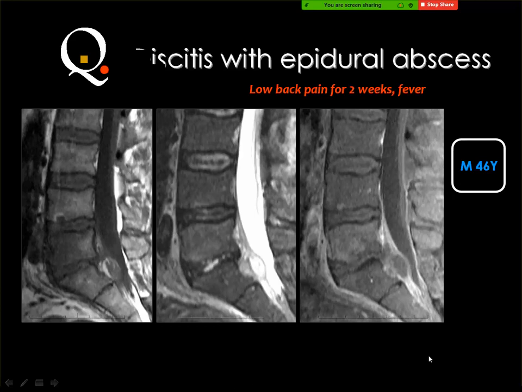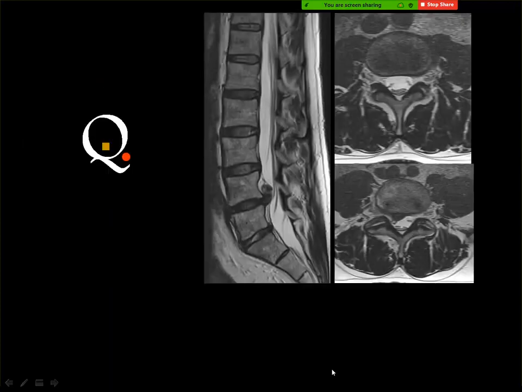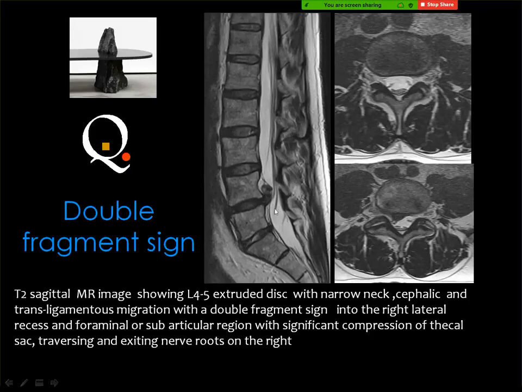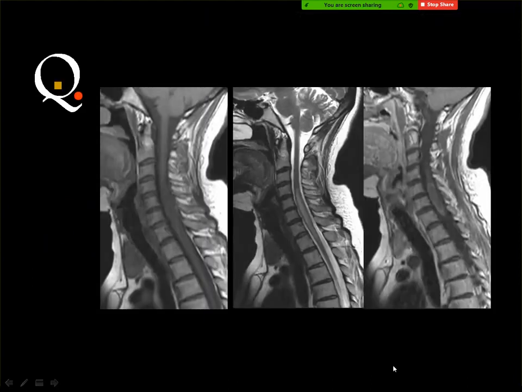Discitis. Yes, and this is discitis with epidural abscess collection. The disc is bright in the T2 weighted image, and there is an epidural collection that is marginally enhancing, diagnostic of an epidural abscess. Herniation with cephalic migration. Yes, and this is the double fragment sign with herniation, migration, and sequestration. Next case.